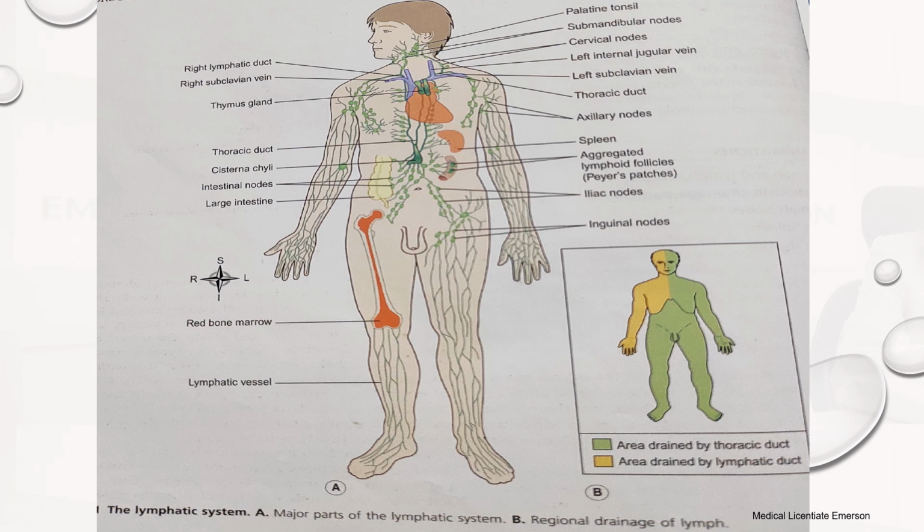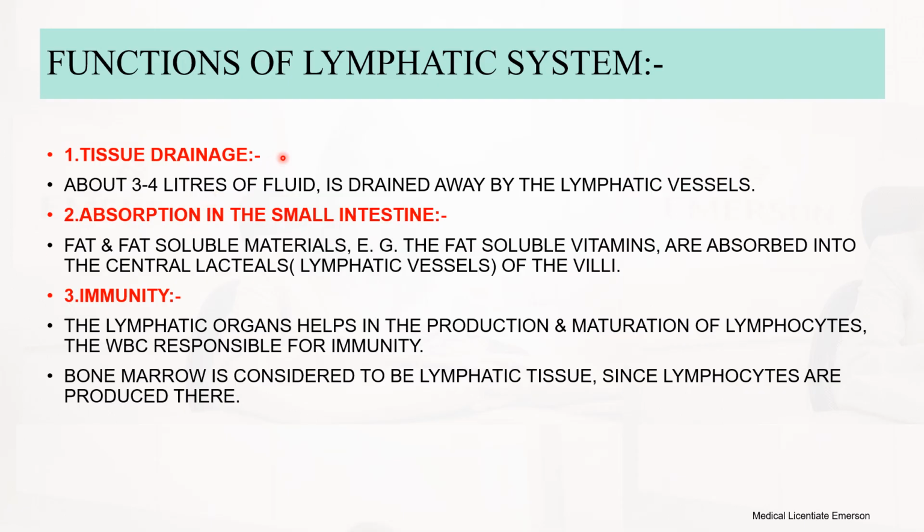Okay. Let's start with some of the functions of the lymphatic system. The number one function is tissue drainage. So about 3 to 4 liters of fluid is actually drained away by the lymphatic vessels. The second is absorption in the small intestines. So there is fat and fat soluble materials. For instance, the fat soluble vitamins are absorbed into the central lacteals, which are the lymphatic vessels of the villi.